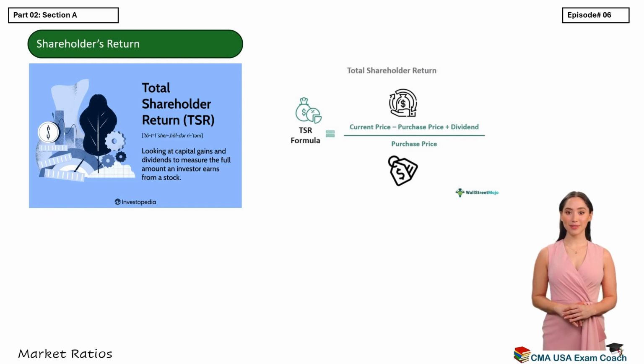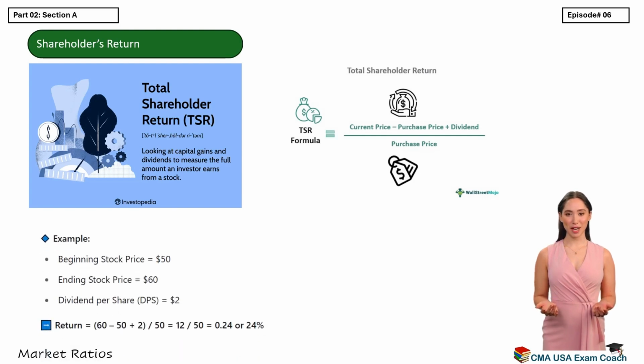Let's break that down. The change in stock price represents capital gain, while the dividend is the income portion. Together, they give us the total return on investment. For example, if a stock was bought at $50 and now it's trading at $60, and the investor also received a dividend of $2, the return would be 60 minus 50 plus 2, that's 12 divided by 50, giving us 0.24 or 24%. So the shareholder has earned a total return of 24% on their investment.